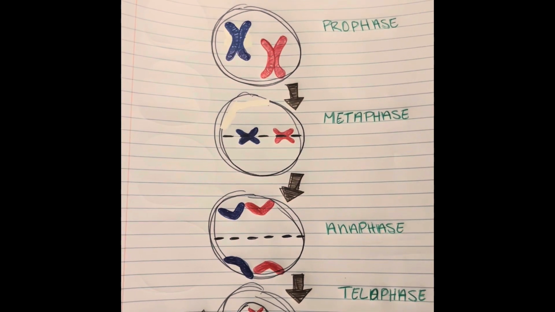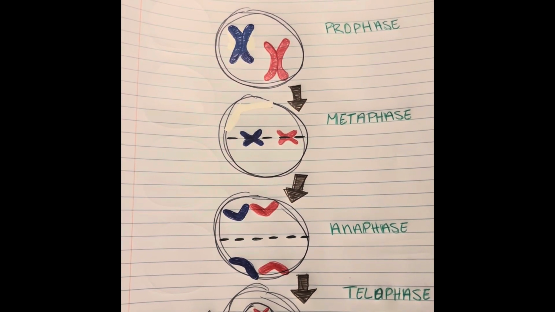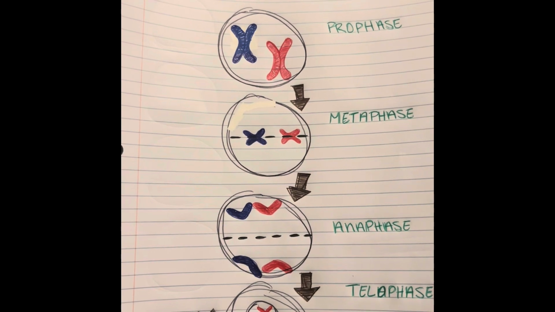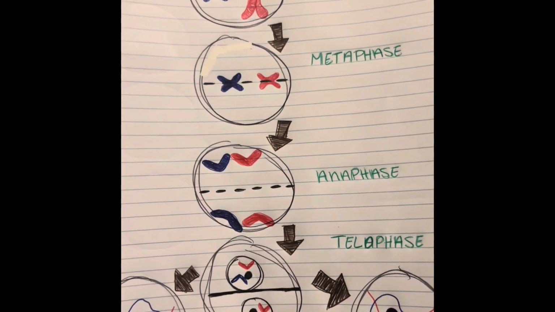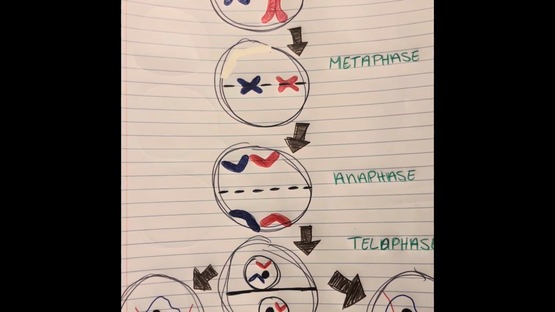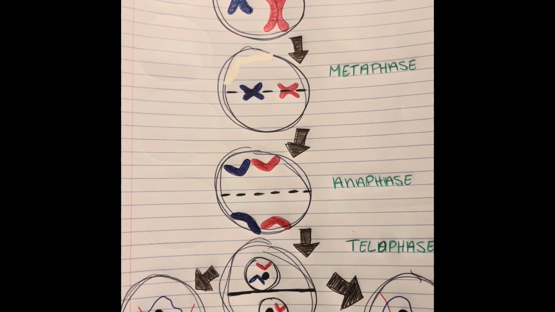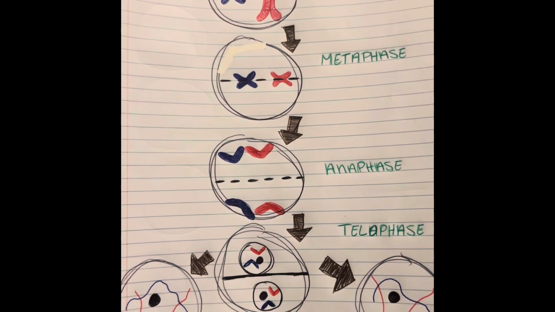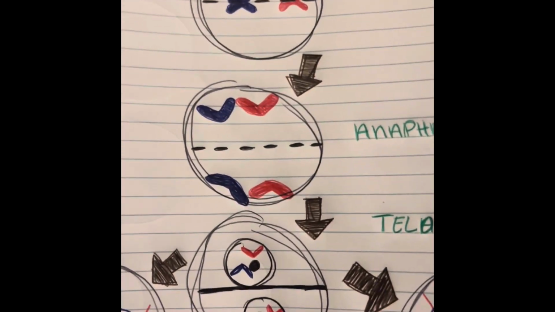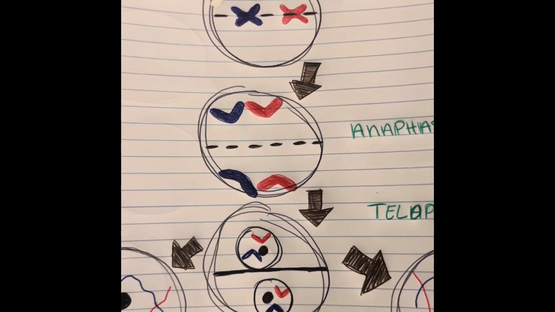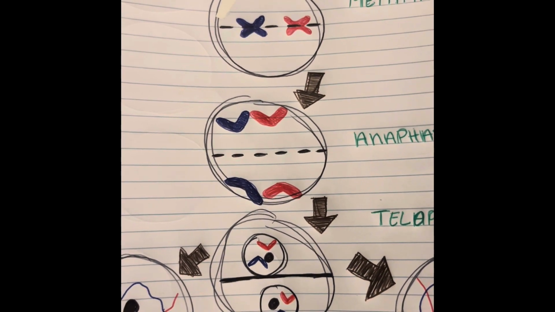And the second phase, metaphase, the chromosomes line up single file down the middle of the cell. Then anaphase, the sister chromatids split up and move to either ends of the cell. Then we get to telophase, where 2 diploid daughter cells are formed.